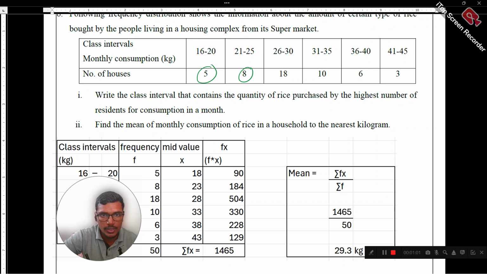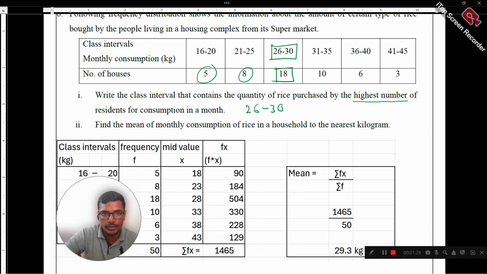Then write the class interval that contains the quantity of rice purchased by the highest number of residents for consumption in a month. Highest number of residents means frequency should be highest. Frequency is highest in this, which means 26 to 30.